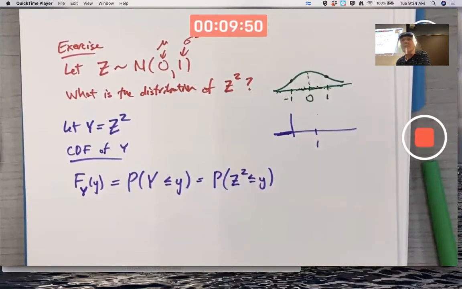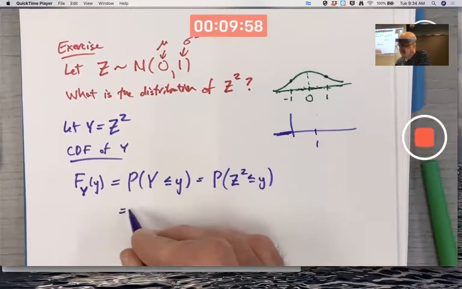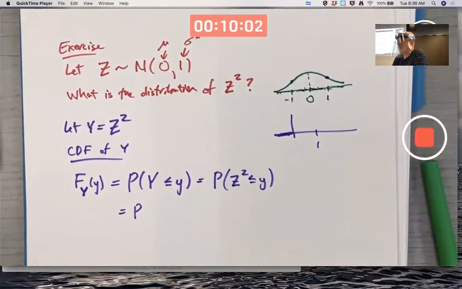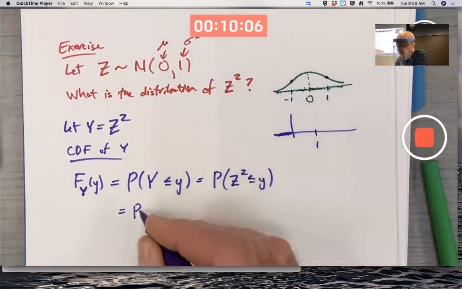Z is standard normal. How can I relate this now to z itself, not z squared? What do you think I should do? Got a guess? Take the square root. However, in taking the square root, you do have to be careful. Z can take on positive or negative values.